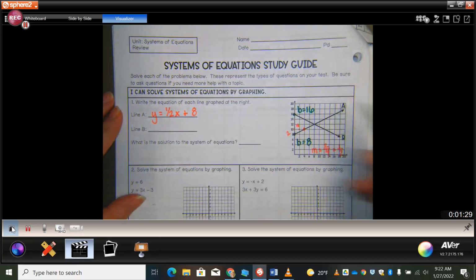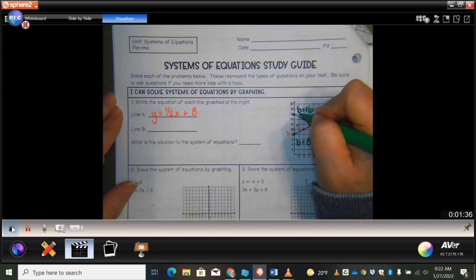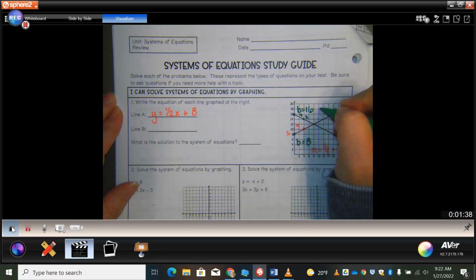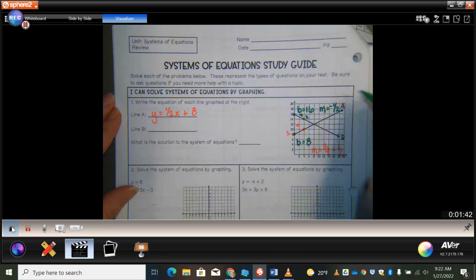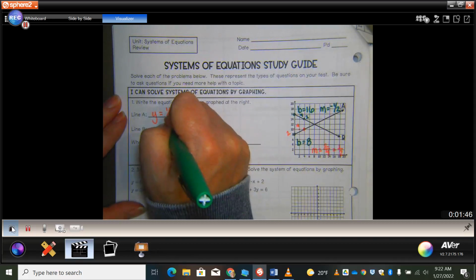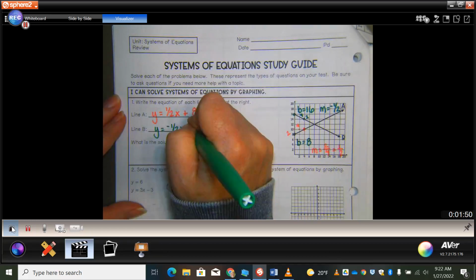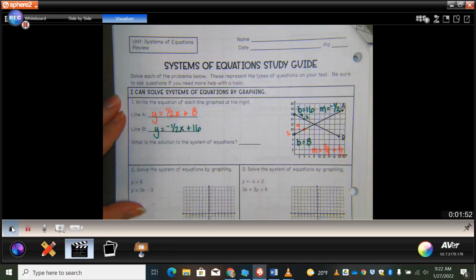For the second one over here, here's our first point, here's our second. This time the rise is 2, the run is also 4, but it's a negative slope. So we have a negative 1/2 this time. So our equation for line B would be y equals negative 1/2 x plus 16.